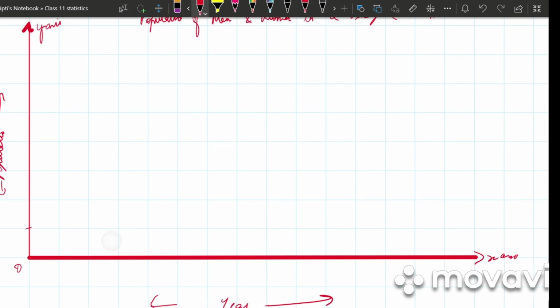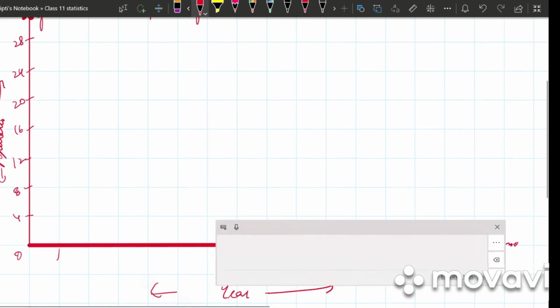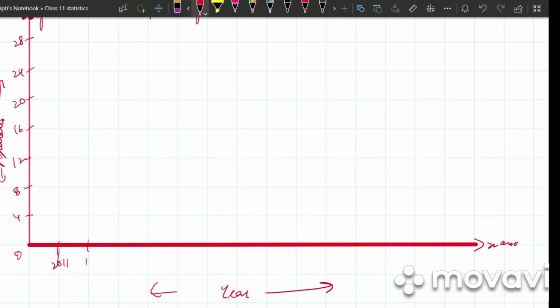So our scale will be 4, 8, 12, 16, 20, 24 and 28. And here is 2011, 12, 13, 14, 15, 16 and 17. So 2011 it is 10, 12 it is 13, 13 it is 15, then it is 14, 17, 18 and 21.